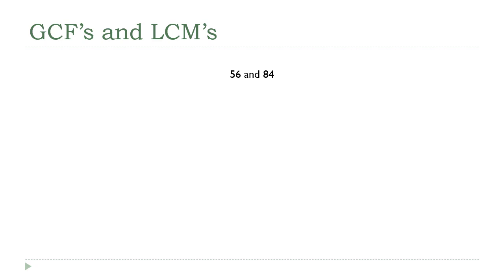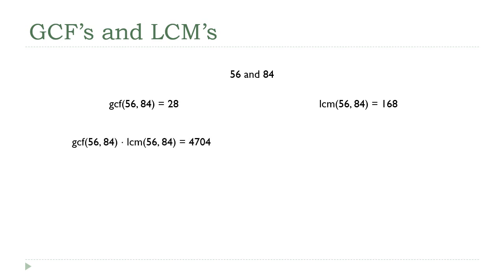So we usually abbreviate them to GCF and LCM. So the greatest common factor of 56 and 84, that's 28. The least common multiple, we found out that was 168. And here's what I want you to do. Multiply those two numbers together. Right? The greatest common factor times the least common multiple is 4,704.